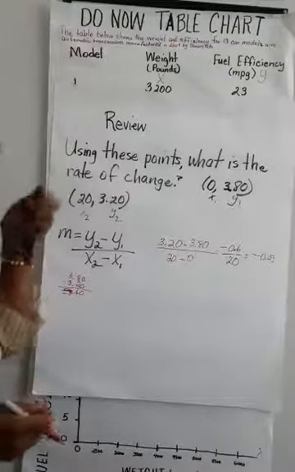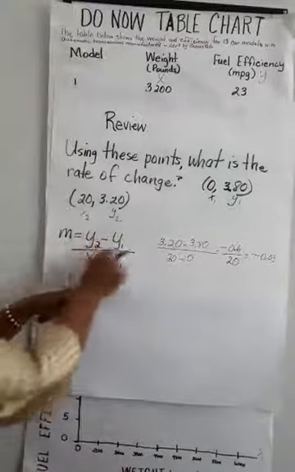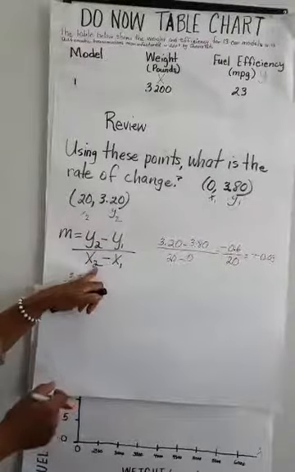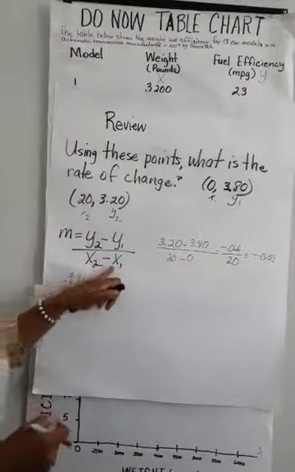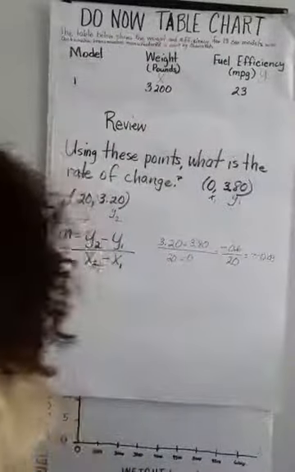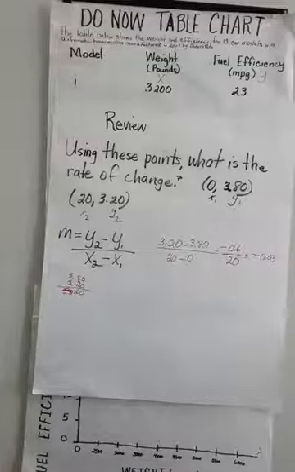I don't know if you all picked that up or not, because we didn't talk about the formula, the slope formula. M equals y sub 2 minus y sub 1 over x sub 2 minus x sub 1. So the rate of change was a negative 0.03. Okay. Now, you know the rate of change is the same thing as your slope. Moving on.